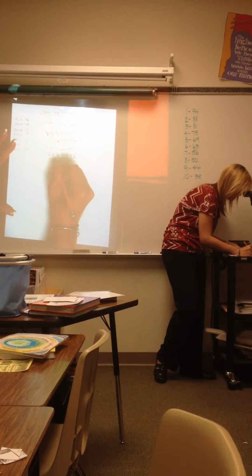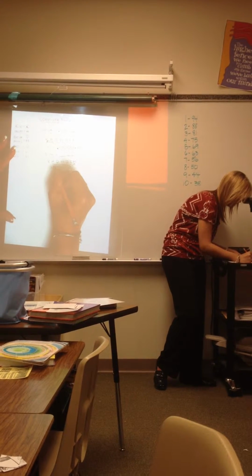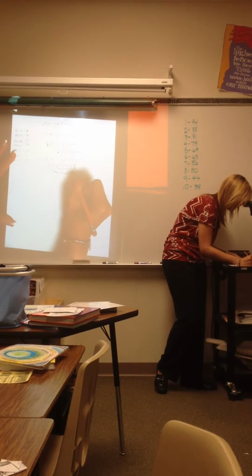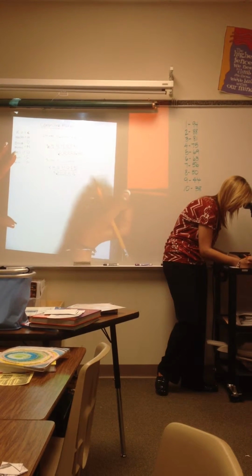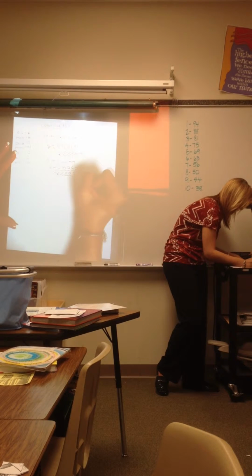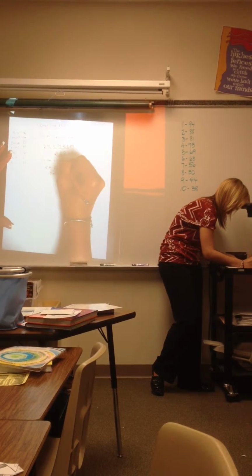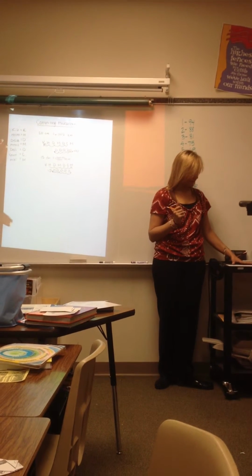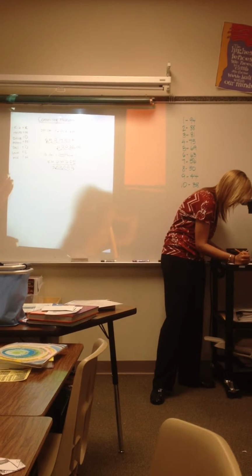So remember, our decimal is always at the end of a whole number. We're going to move it 5 spaces. 1, 2, 3, 4, 5. And then fill in those spaces with zeros. So 15 decameters is the same thing as 1,500,000 millimeters. Got it? Okay. Let's do one more to be sure.